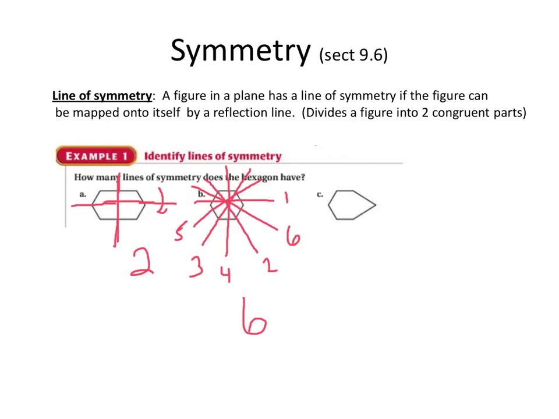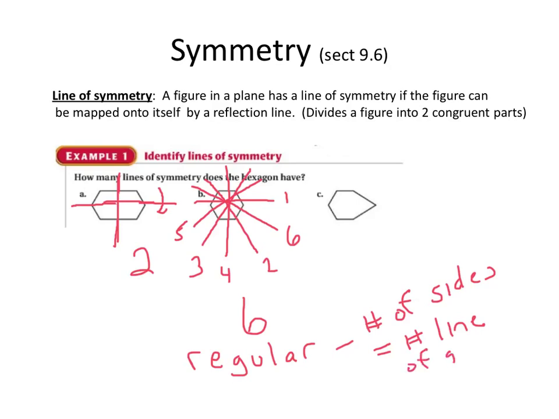Can you tell me the difference between A and B? Can you give me a special name for the B hexagon that would not be true for the A hexagon? Very good. B is a regular hexagon. And if I have a regular hexagon, or any regular figure, the number of sides will always equal the number of lines of symmetry. So if it's regular and 6-sided, it's going to have 6 lines of symmetry. If it's an octagon that has 8 sides, it's going to have 8 lines of symmetry.